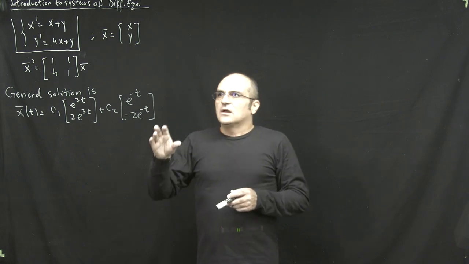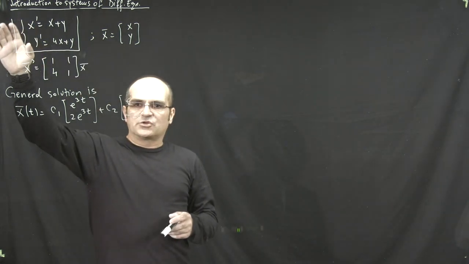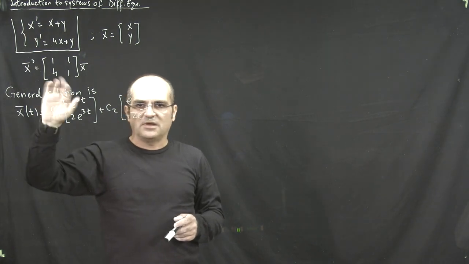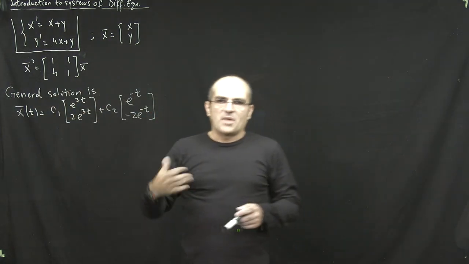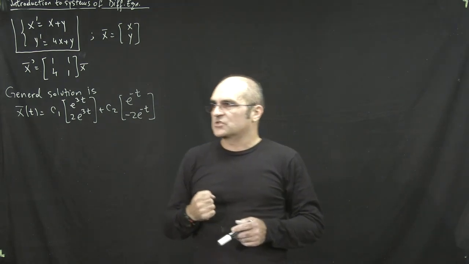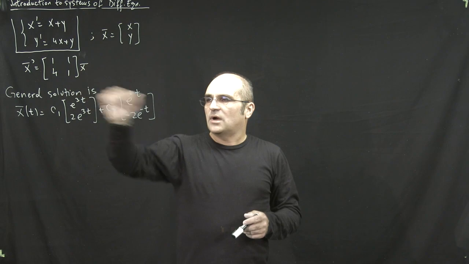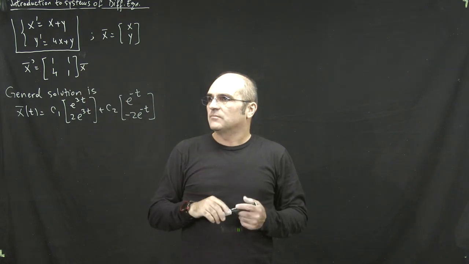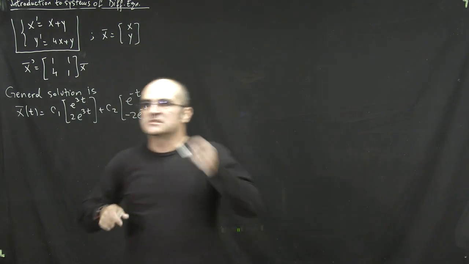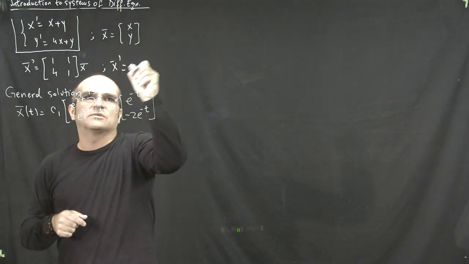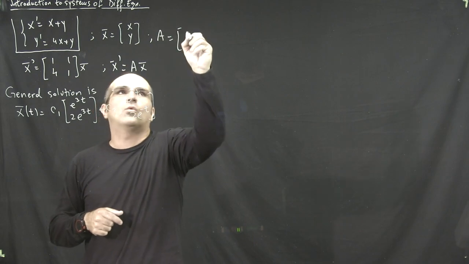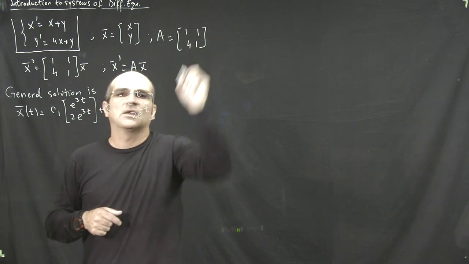So for now, make sure you understand how you go from the traditional way of writing a system by components to the matrix form. If that's not clear, go back to the previous parts and try to understand, and if not, of course, ask questions in the office hours if you still have questions on the notation. So that's the matrix form. Obviously, it's in the form x prime equals Ax, and so the matrix of the system is just 1, 1, 4, 1.